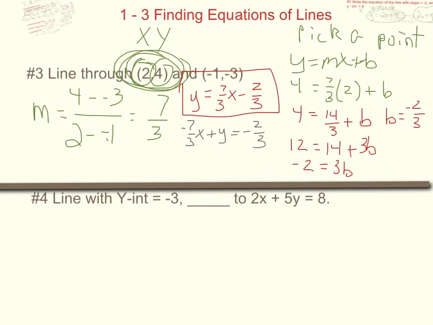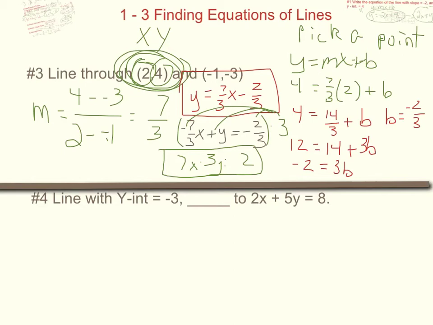Now, does it meet the conditions? Are a, b, and c all integers? They're certainly not. They're fractions. And is a non-negative? Certainly not. It's negative. So what we're going to do is multiply this entire equation by negative 3. Boom. Boom. Boom. And that'll kill the fractions, and it'll make a positive. So negative 3 times negative 7/3 just becomes positive 7. Negative 3 times y is minus 3y. And negative 3 times negative 2/3 is positive 2. And there you have it. 7x minus 3y equals 2. And that's in general form.